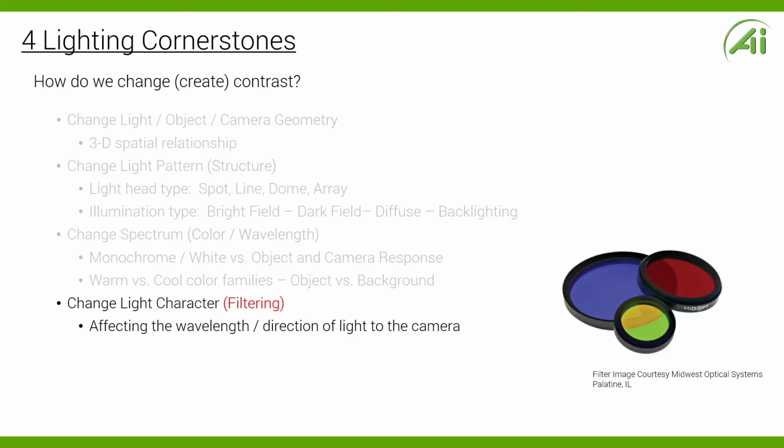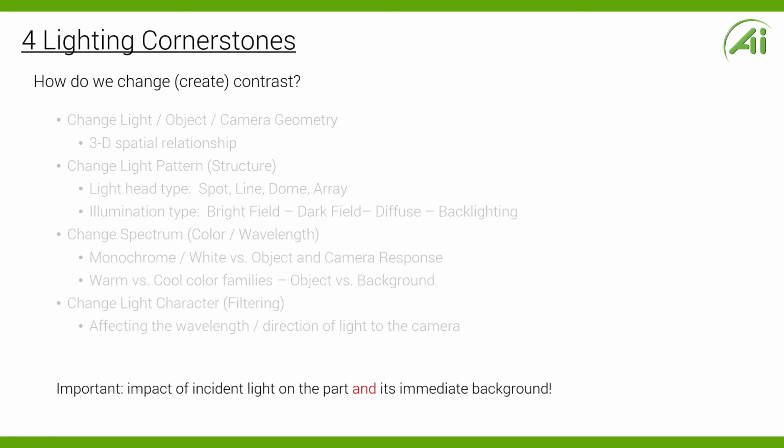And then finally, the fourth lighting cornerstone is we change the light character. In other words, how do we filter or affect the wavelength or the vibrational direction of the light to the camera? However, what's important, especially in the last two cases, is you want to keep in mind the impact that the light has on the part as well as the immediate background.